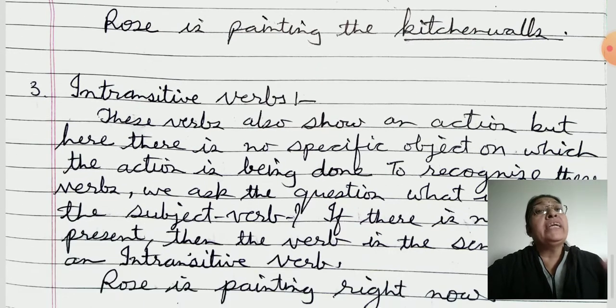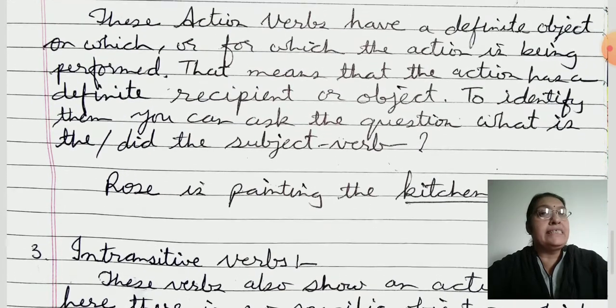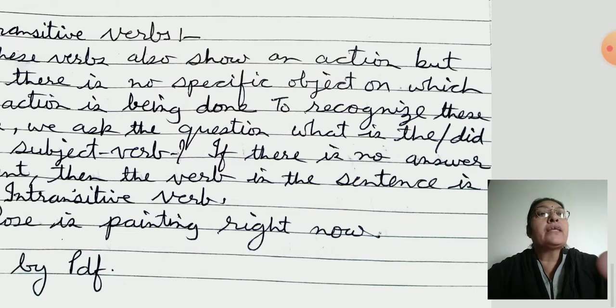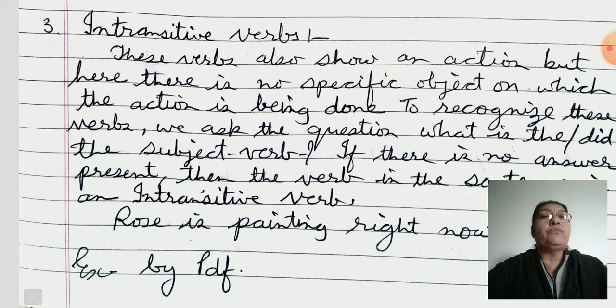Okay बच्चे, now intransitive verbs. These verbs also show an action but here there is no specific object. Those having a properly identified object, it's a transitive verb. Where there is no object on which the action is being done, we recognize these verbs by asking the question, what is the subject verb-ing? If there is no answer present, then the verb in the sentence is an intransitive verb.